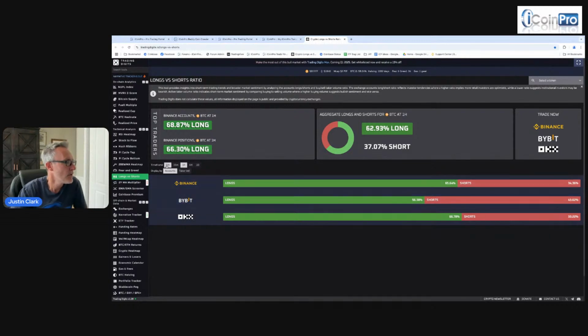Longs are people betting Bitcoin's going up. Shorts are people betting it's going down. Longs make money when it goes up. Shorts make money when it goes down. We are heavier on the longs still.